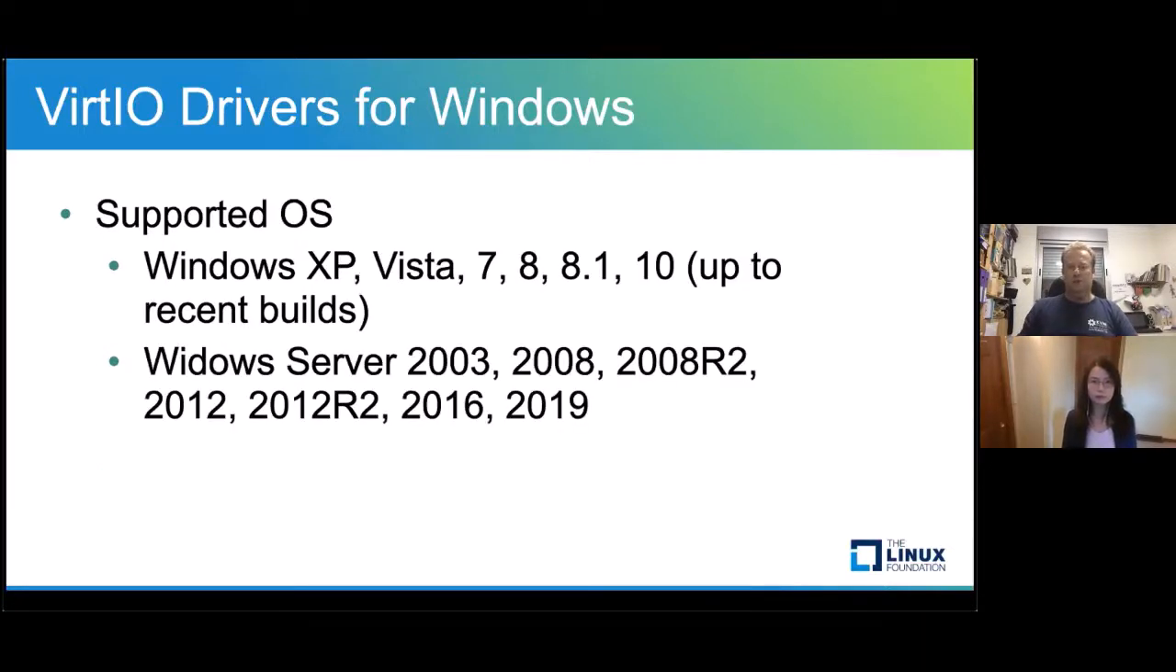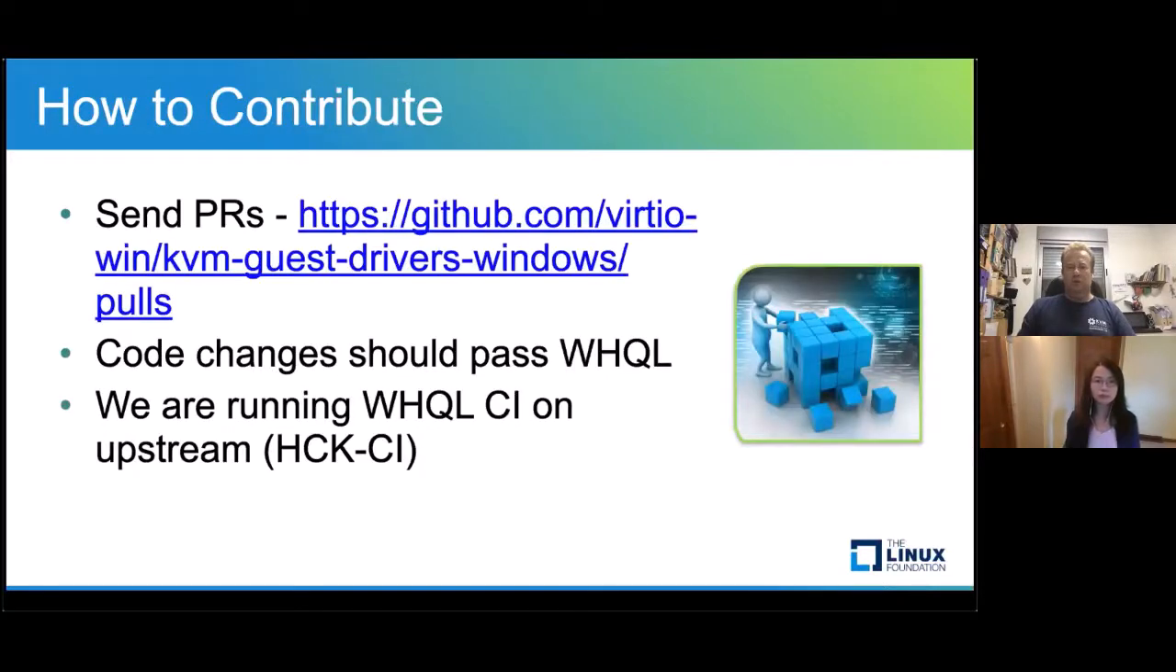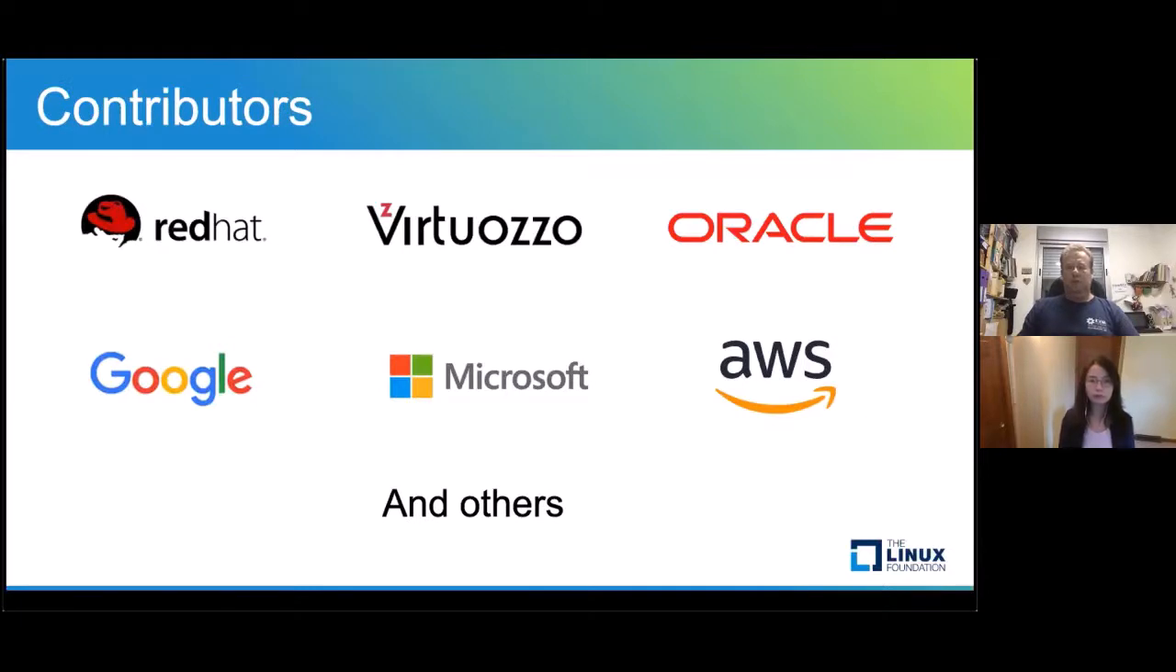What are the supported OSs? We support all the OSs starting from Windows XP up to Windows 10, and the same with Windows servers, 2003 to 2019. For Windows 10, we also support the ARM64 platform. How can you contribute? Please send pull requests. The code changes should pass Microsoft certifications, but don't worry, we are running CI on the upstream, so you're covered for that. And who were the contributors for the project over the years? The main contributors are coming from Red Hat, but we also had contributions from Virtuozzo, Oracle, Google, Microsoft, AWS, and others.